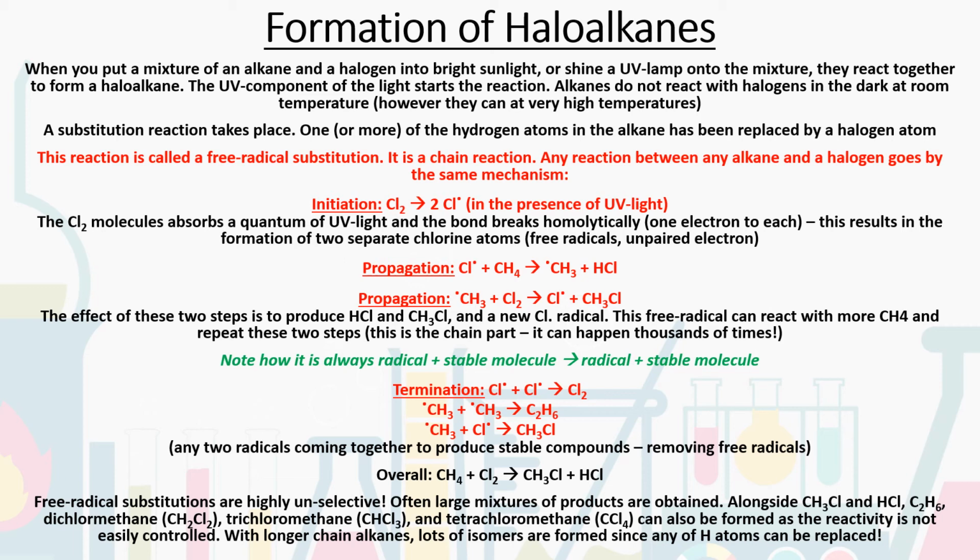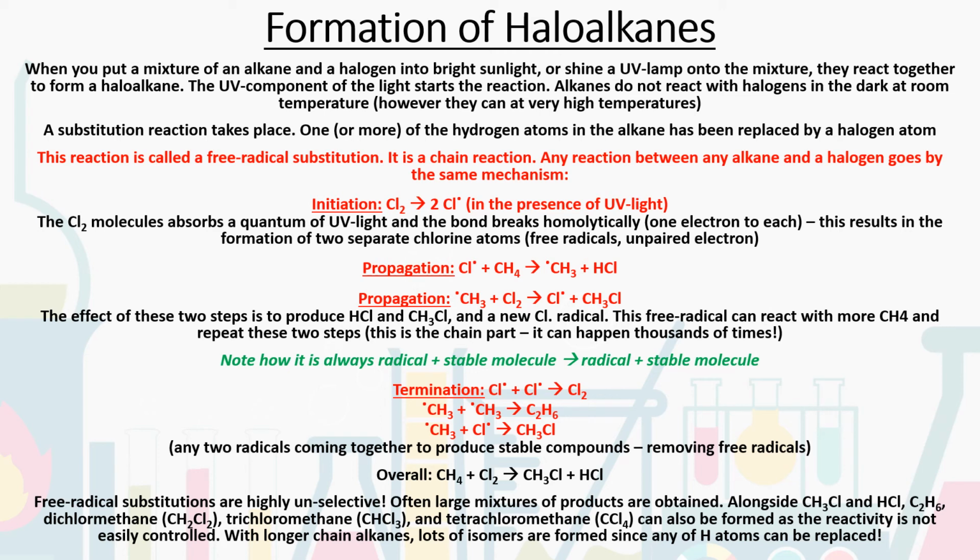And when we say it breaks homolytically, what we mean is that it breaks essentially totally in half and evenly. 1 electron goes to each. And this results in the formation of 2 separate chlorine atoms. And these are technically free radicals. They contain an unpaired electron. If we think about just a normal chlorine atom, 7 electrons, they pair up, so we always have 1 unpaired electron.